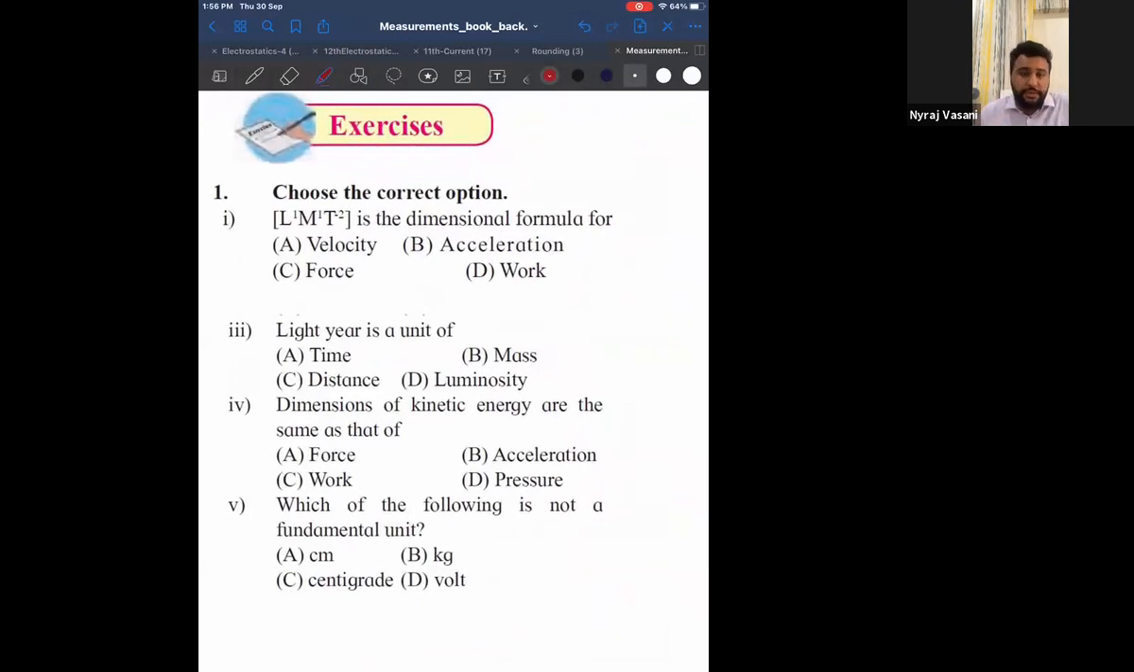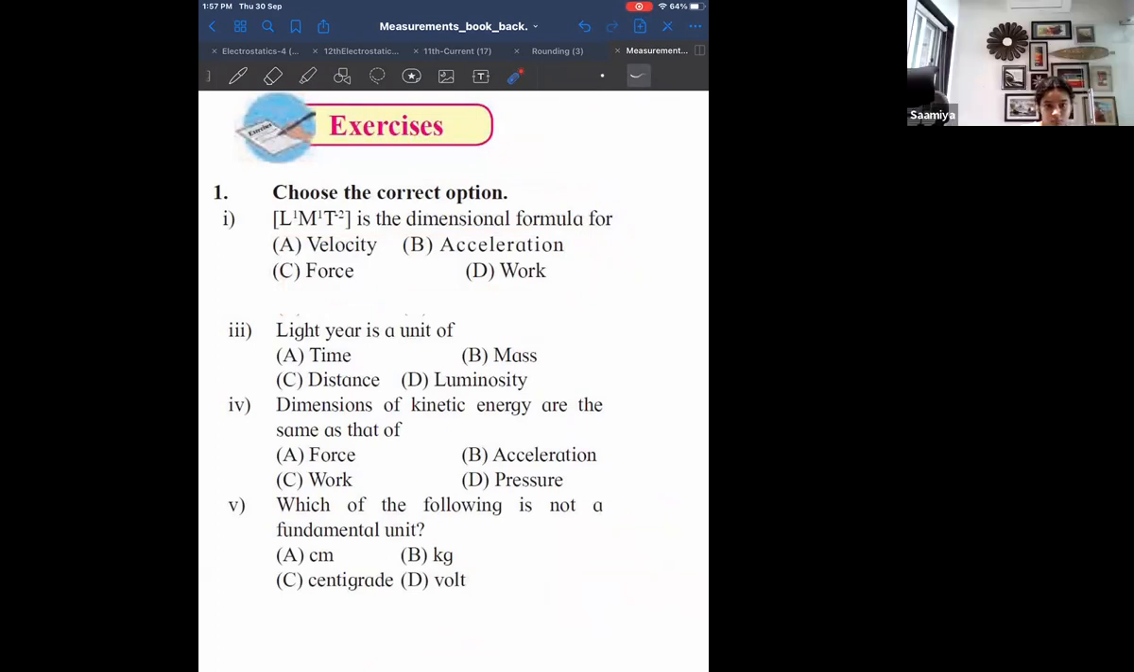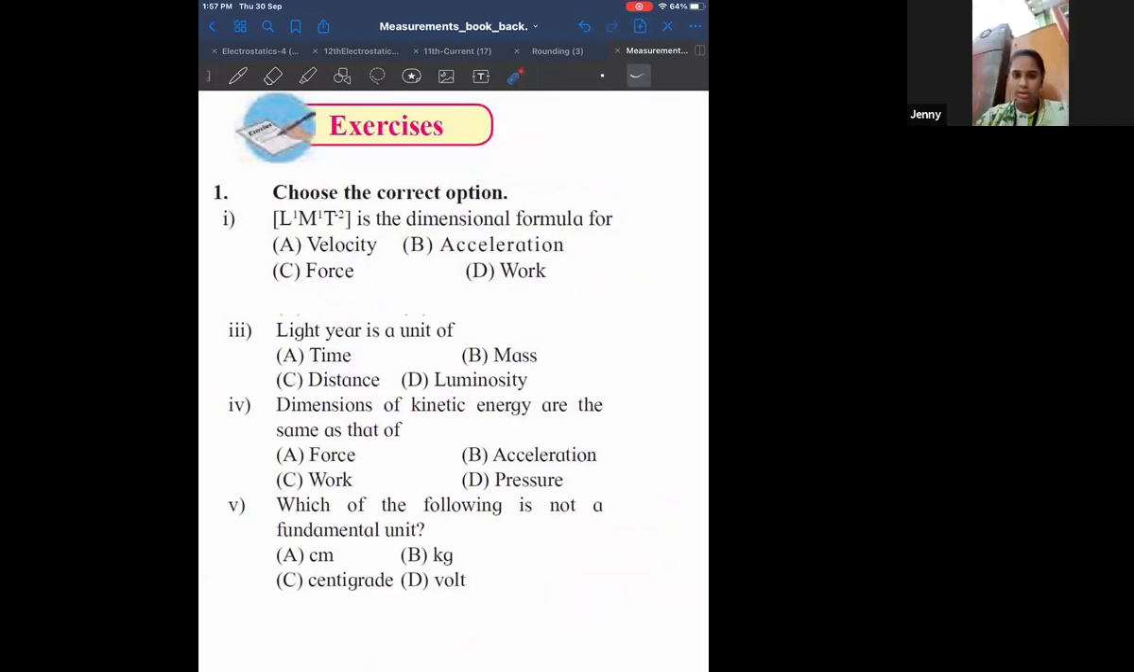Now, we have finished 2 questions from book back. Now let us do the MCQs from book back. Now look at the first question and tell me what should be the answer according to you. L1 M1 T minus 2 is the dimensional formula for what? This is the question. Start. Put your answer in the message box. A, B, C, or D.